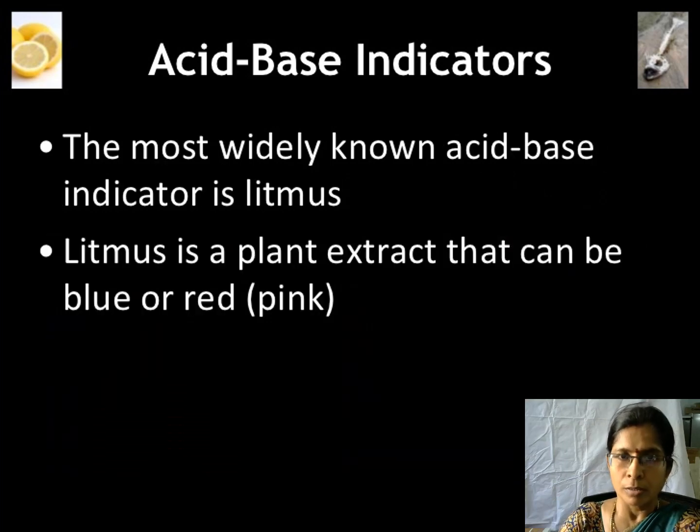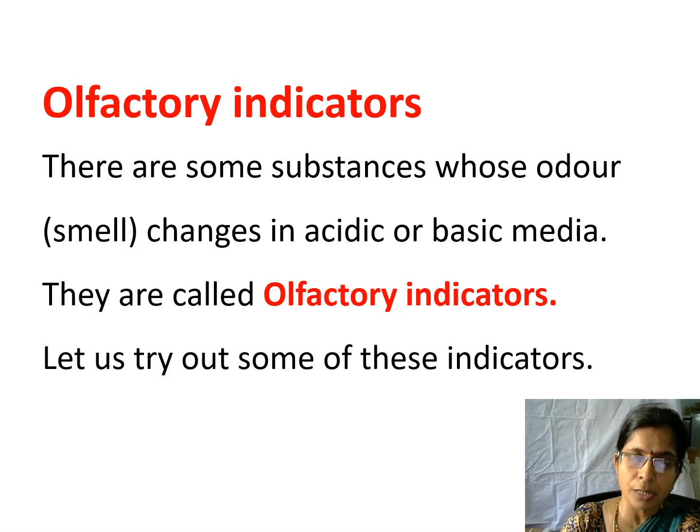Among all the acid-base indicators, the most widely known acid-base indicator is litmus. This litmus is a plant extract that can be available in blue or red color, that is light pink. That's the reason in the beginning we have tested with blue litmus paper and red litmus paper. So the most widely known acid-base indicator is litmus. Now till here you have seen the substances which are helping us to identify whether a substance is acid or base by changing their color.